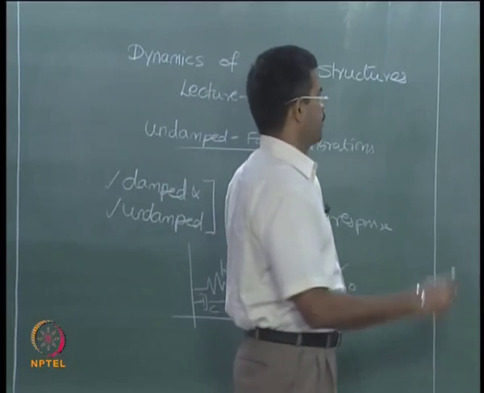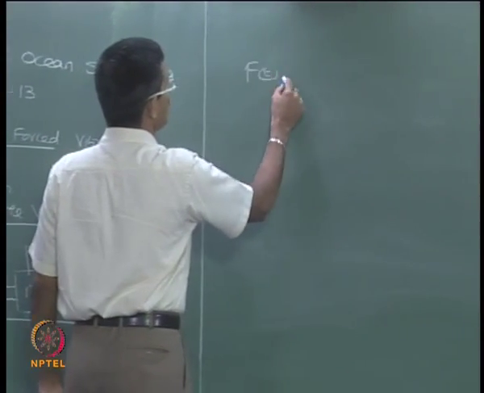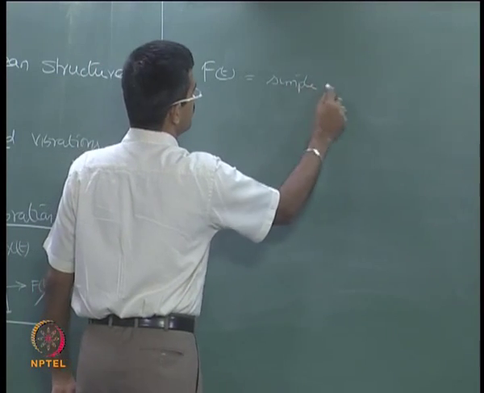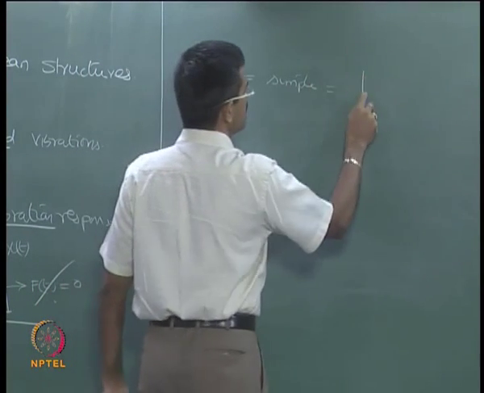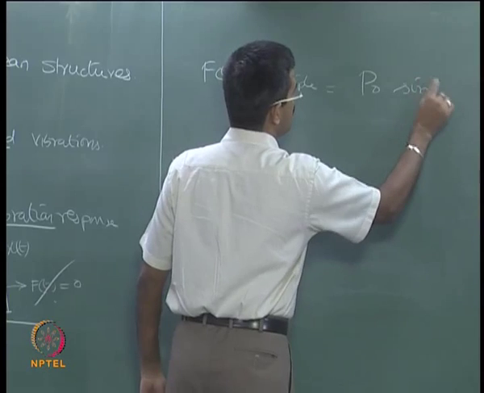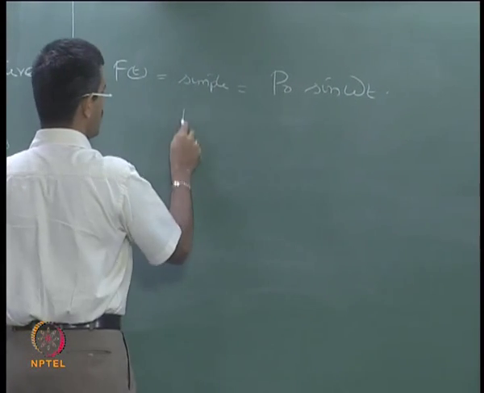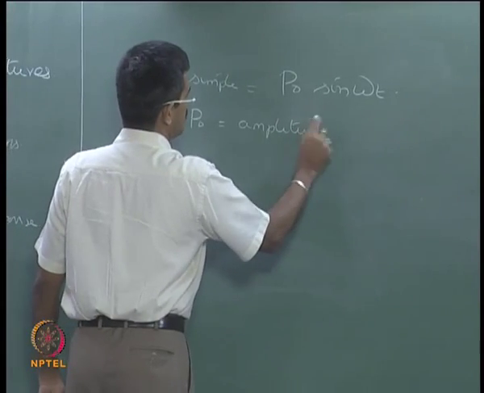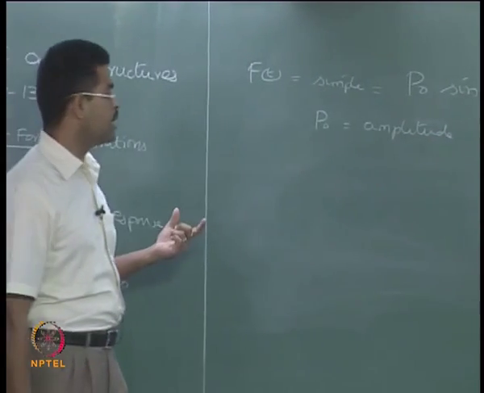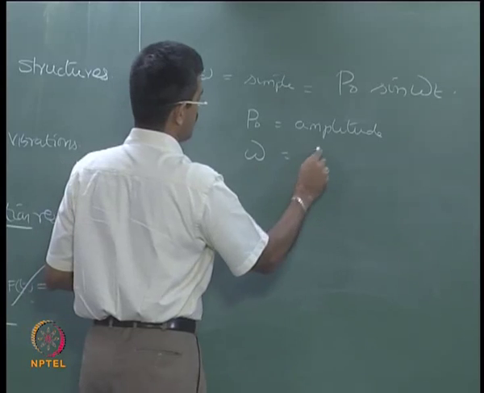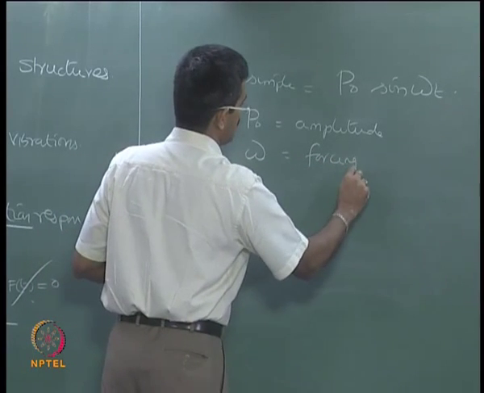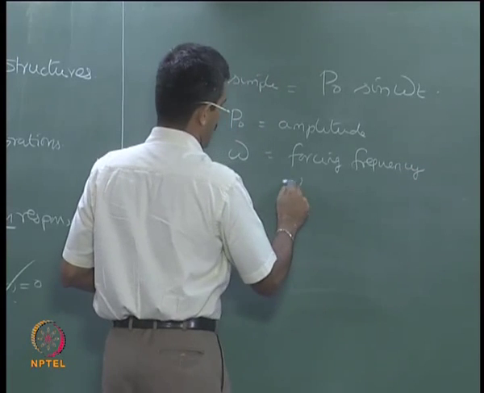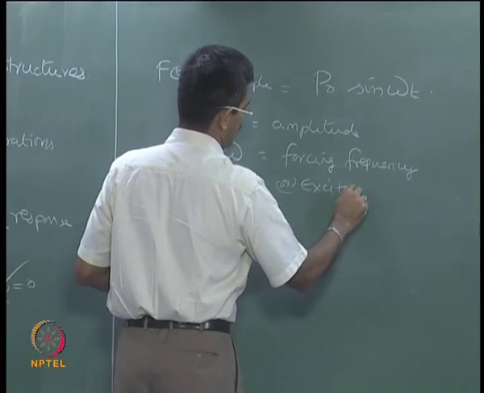caused to the system. So, f of t, for example, to be as simple as in my model I will take it as P naught sin omega t. So, P naught be the amplitude of the sinusoidal function which I am assuming, and omega is what I am going to call as the forcing frequency or excitation frequency.